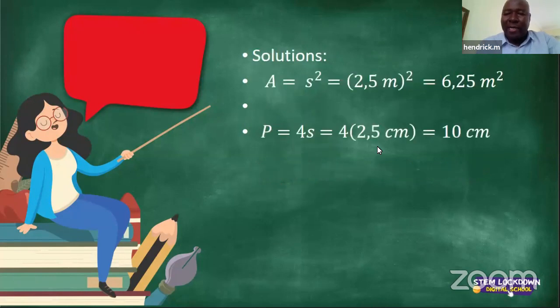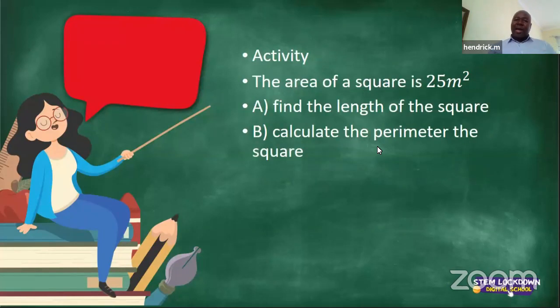But of course, the area will be 2.5 square meters, and you have to multiply that by 2.5. And what do you get? You get 6.25. So 6.25 square meters will be your area. Then you are correct when you say the perimeter will be 10 meters. Now we are proceeding to another activity here.